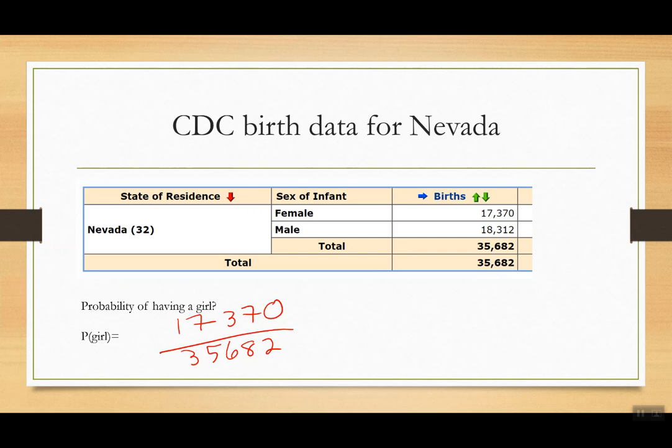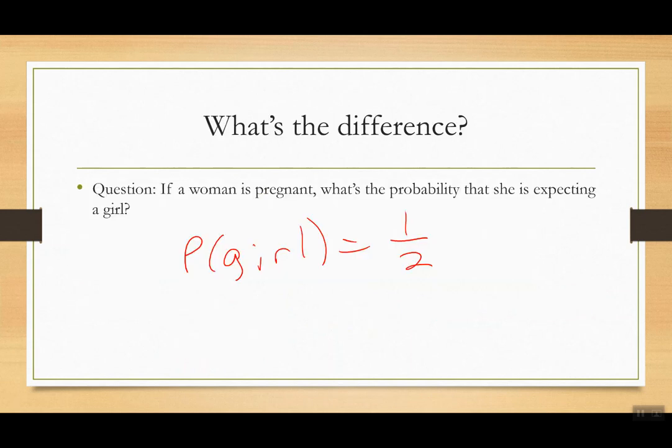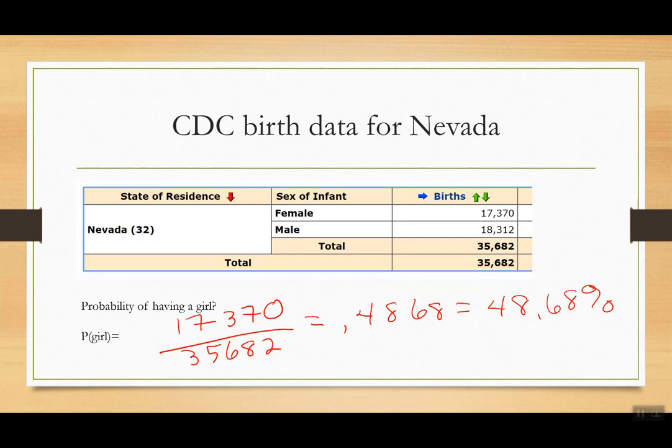So let me quickly put that in the calculator. 17,370 divided by 35,682, and I get 0.4868. There's some more stuff, but let's say we stop it there. So this shows me as a fraction, then as a decimal, that we could turn into a percent that 48.68% of the births in Nevada were female. So there's a slight difference between theoretical, we thought there would be a half, and empirical, what really happened, which was 48.68%. So it's less than 1.5% different, but it is different.